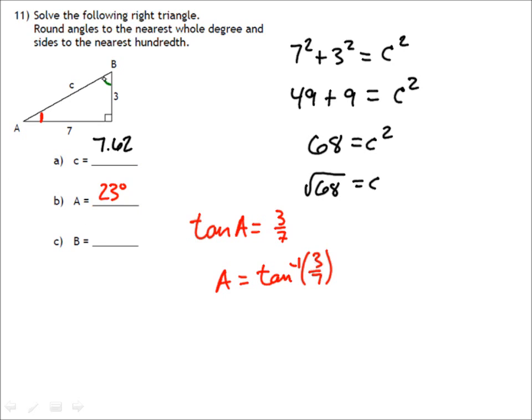Angle B, you can see here we have our opposite side 7, our adjacent side 3. So we're going to write the tangent of angle B is equal to 7/3. And I apply the inverse function to each side. I get the inverse tangent. I get B equals the inverse tangent of 7/3. And therefore B, when I round to the nearest whole degree, is 67 degrees.